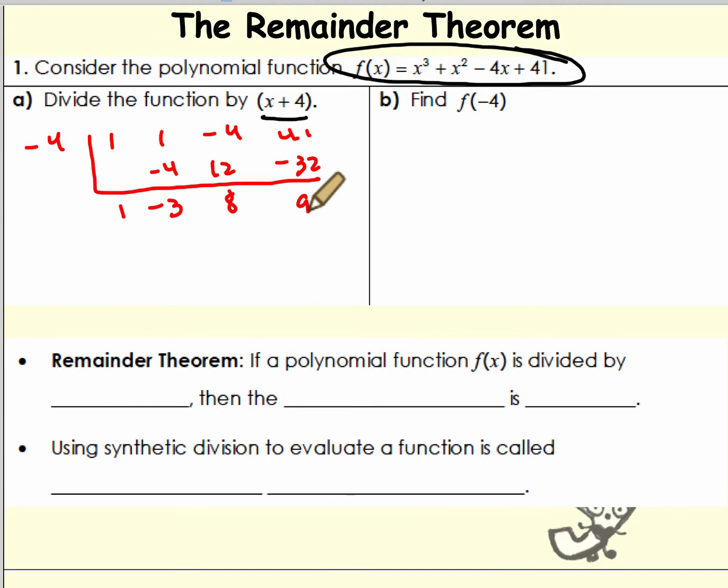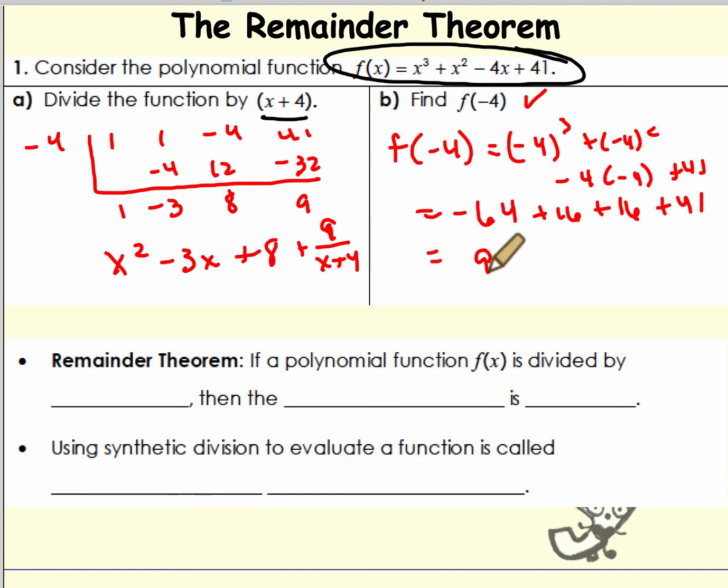You can see what I would get is x squared minus 3x plus 8, and then 9 is my remainder out of x plus 4. Okay, so now I'm going to evaluate f of negative 4, and let's see what we get. When I evaluate f of negative 4, I get 9. And guess what? It's the same as my remainder.